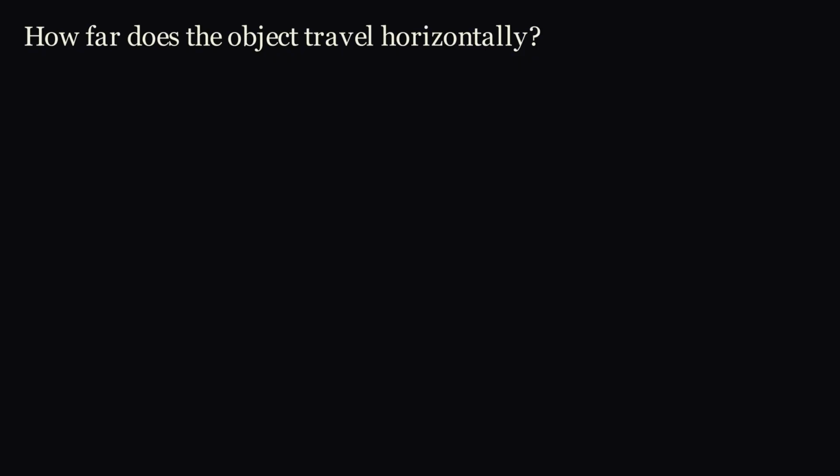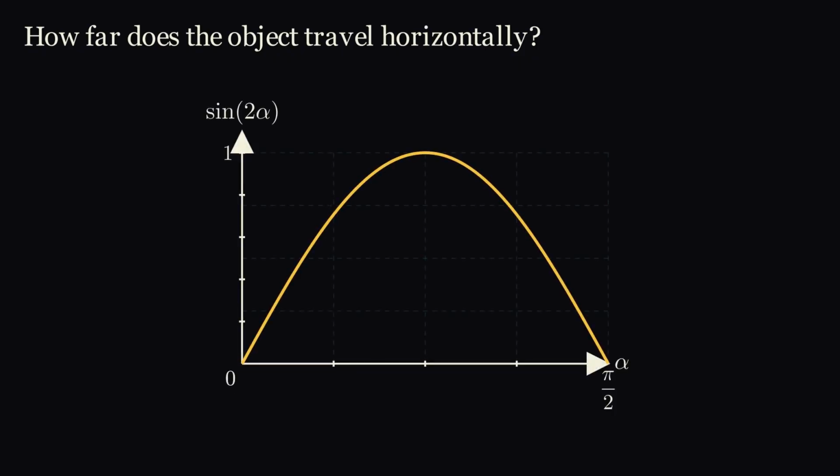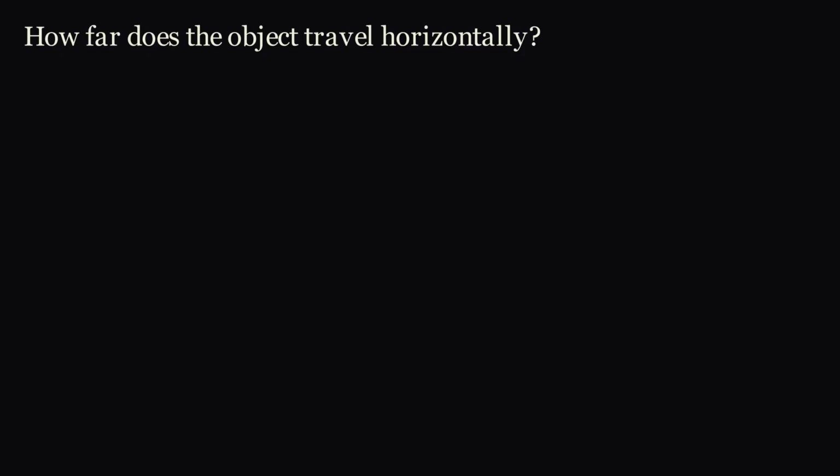And this is very interesting. If we study the function sine of 2 alpha between 0 and pi over 2, which corresponds to angles between 0 and 90 degrees, we see that its maximum value is 1. This happens when alpha is equal to pi over 4, or 45 degrees. So, in the ideal case, if we want to maximize the range of an object, 45 degrees is the best launch angle. And with that, we have reached the end of the video.